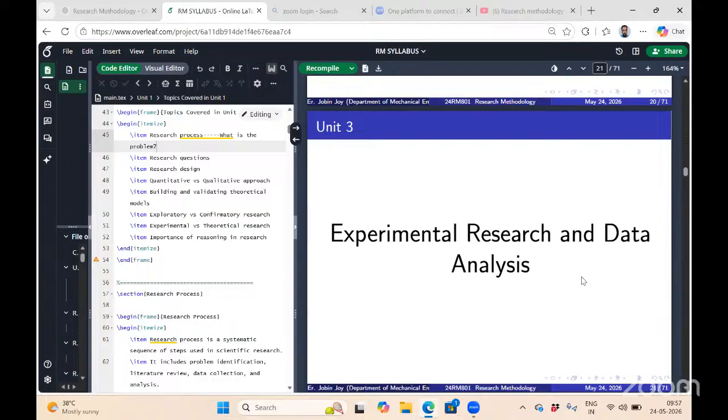MSA means measurement systems analysis. So in experimental research, you will be conducting different experiments, right? And after conducting the experiments, you will be getting different values, different data from those experiments. How will you make sure that the data you get from the experiments is correct or not?